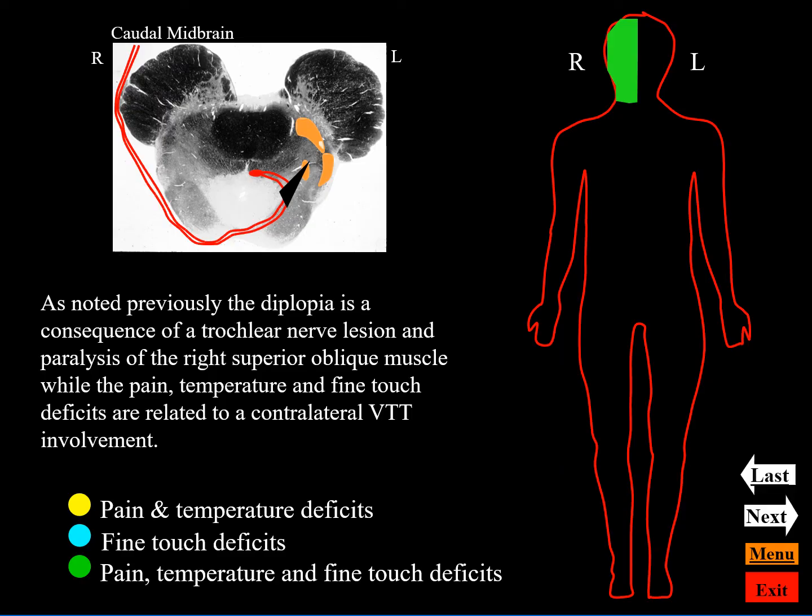So this is a further observation of this patient who had this lesion in the midbrain. Since the VTT carries both pain and temperature and fine touch from the head, we would see diminished sensations of those two sensibilities in the head region, both pain and temperature and fine touch.